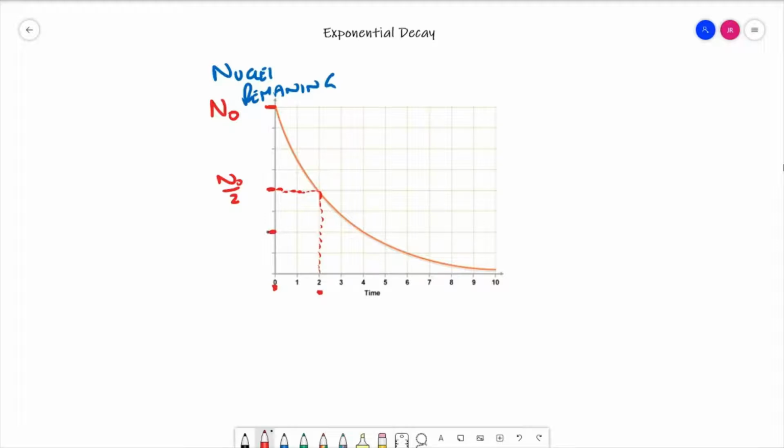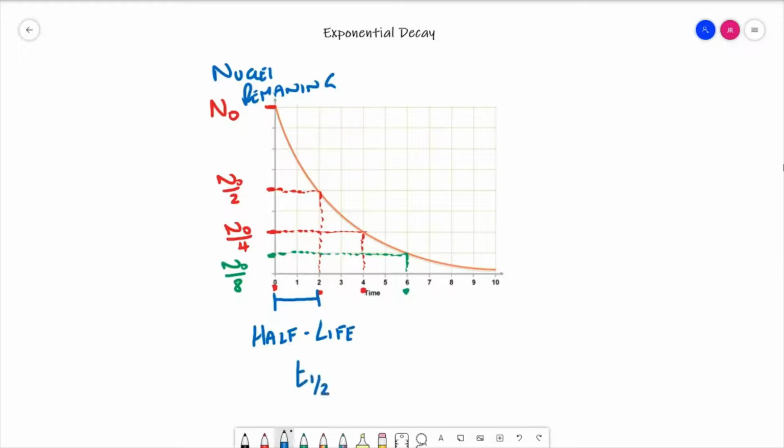If we take that half and half it again, we end up with a quarter of the initial value. Now if we trace across and trace down, we can see that another 2 time periods have elapsed. We can do it a third time, and I'll just change colours so it's becoming less confusing, and come down to an eighth of the initial number of nuclei, trace across and trace down, and we can see that again another 2 time periods have elapsed. The technical name for one of these time periods is known as the half-life. And half-life takes the symbol of a little t with a subscript of a half.